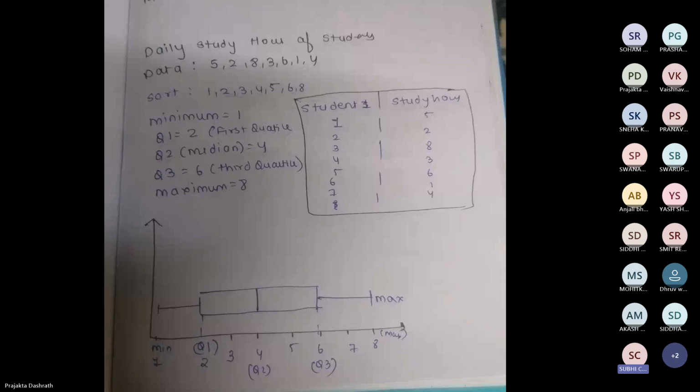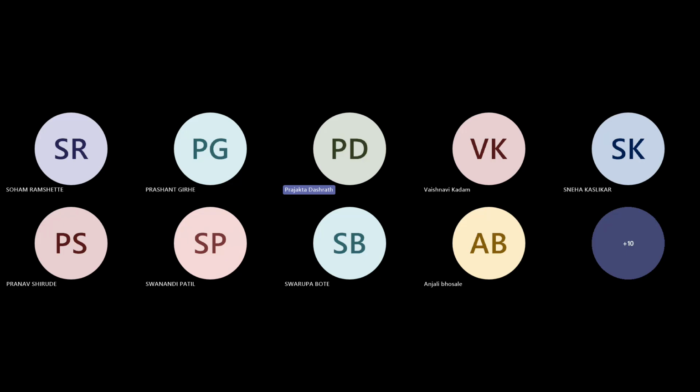So this box plot helps us understand the distribution of data, by showing the minimum and maximum value and where the values lie. Okay, very good.